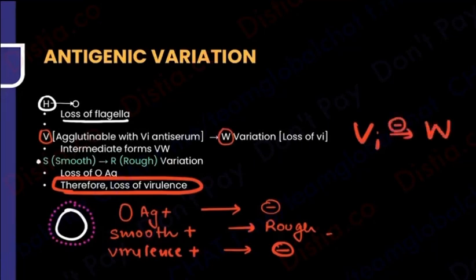So nowadays there are a lot of Salmonella which are VW. VW means intermediate forms. Kind of they have lost the VI, kind of they have it. So these are the intermediate forms. You can skip remembering this. This you have to know: H antigen lost means flagella lost, O antigen lost means only virulence is lost. Life has become rough.